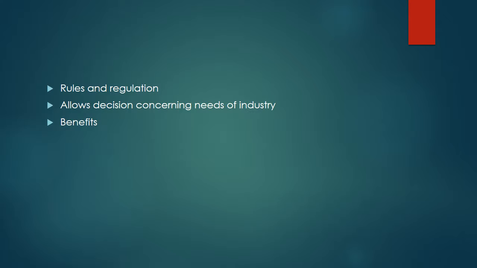Now, we'll look at some advantages and disadvantages of the economic interest group theory. The industry concerned is allowed to make the rules and regulation. The role of the government is to enforce the regulations that have been designed by the industry, which the government uses to achieve its national economic goals.